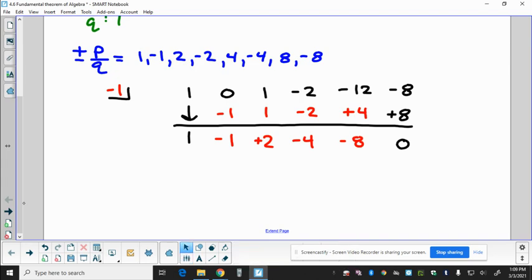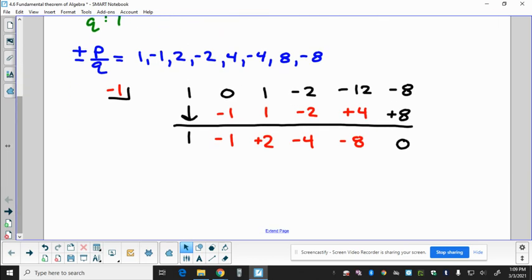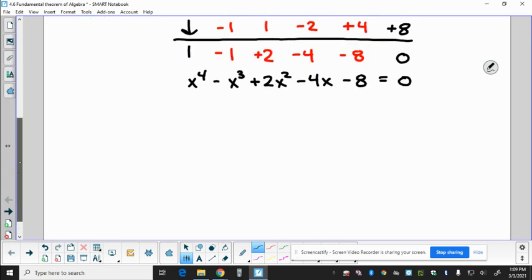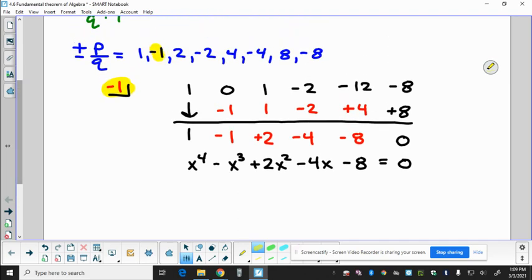Let's remember the original degree is 5. So we need to write this as a depressed polynomial as 1x to the 4th minus 1x to the 3rd plus 2x squared minus 4x minus 8 equals 0. So now at least we know this. We know at this point -1 is an answer.